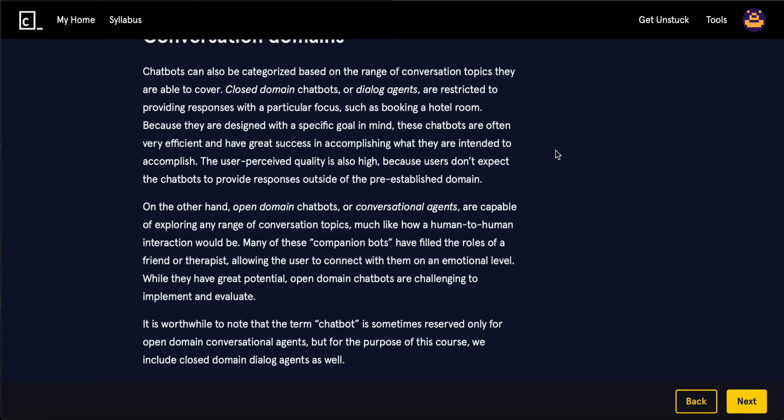domain. Now, on the other hand, open domain chatbots or conversational agents are capable of exploring a range of conversations such as human to human interaction would be. Many of the companion bots have filled the roles of a friend or a therapist, allowing the user to connect with them on an emotional level. While they have great potential, open domain chatbots are challenging to implement and evaluate.